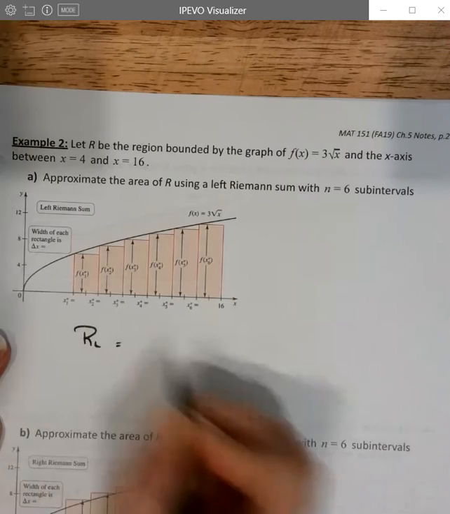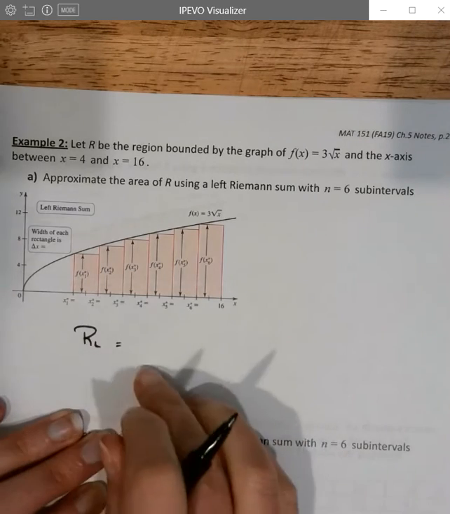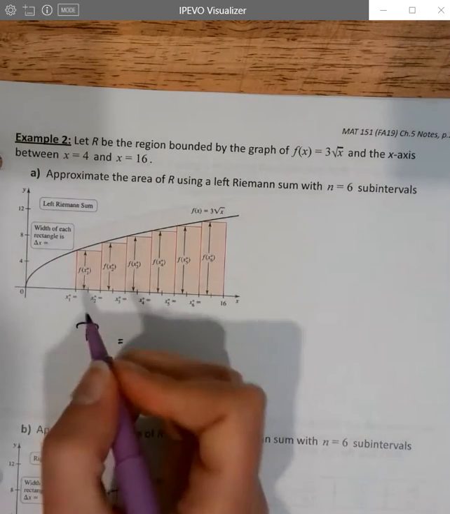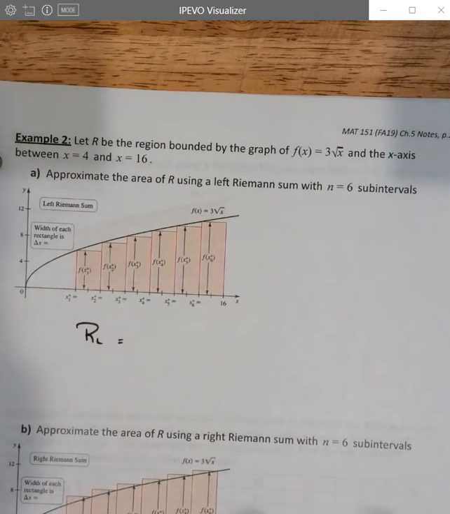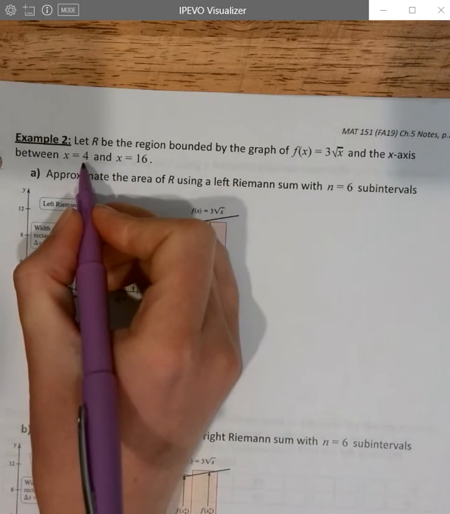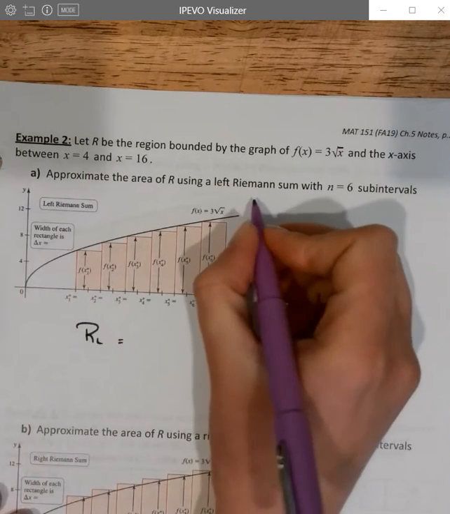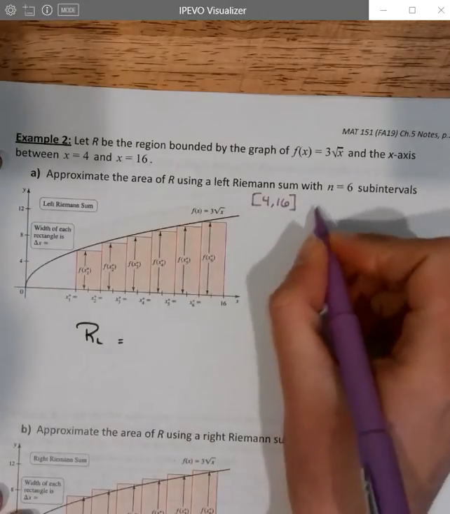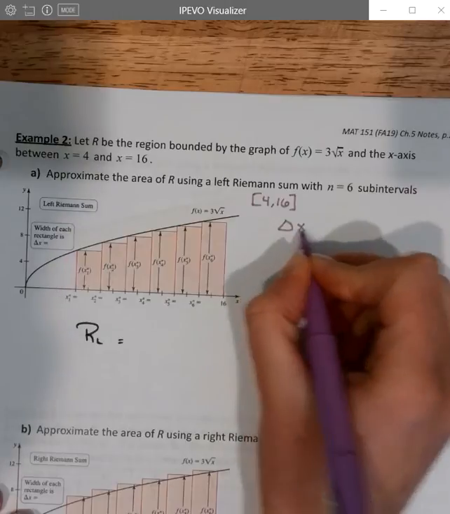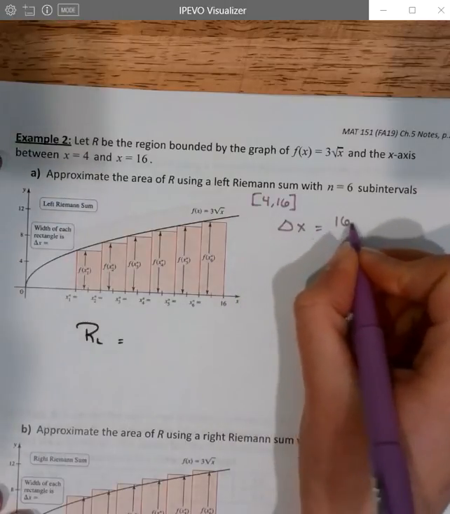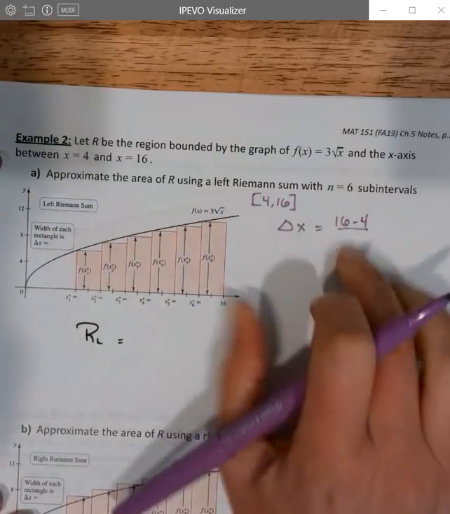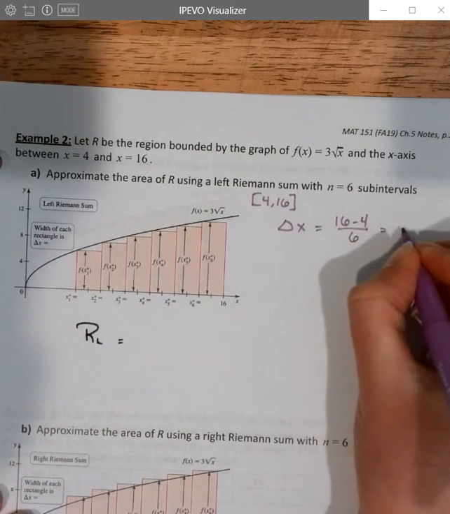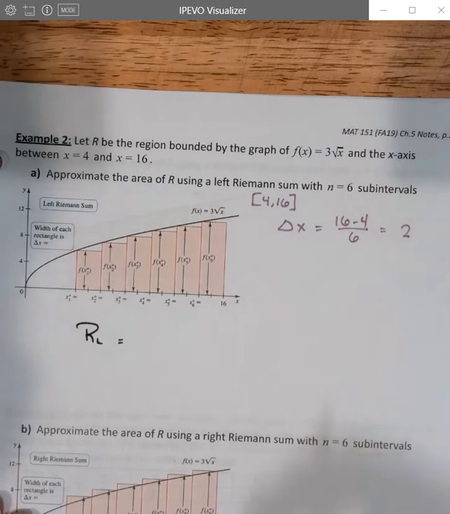So R sub L is going to be, first of all, I need to calculate my delta x. I know that A on this interval is 4 and B is 16. So this is the interval 4 to 16. When we calculate delta x, we take 16 minus 4 divided by n, which they have told us we're going to use 6. So that is 12 divided by 6, that is 2.